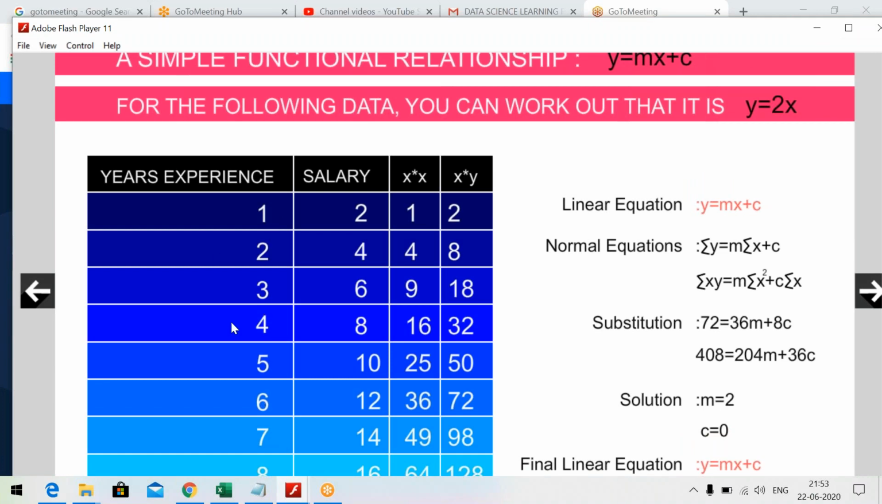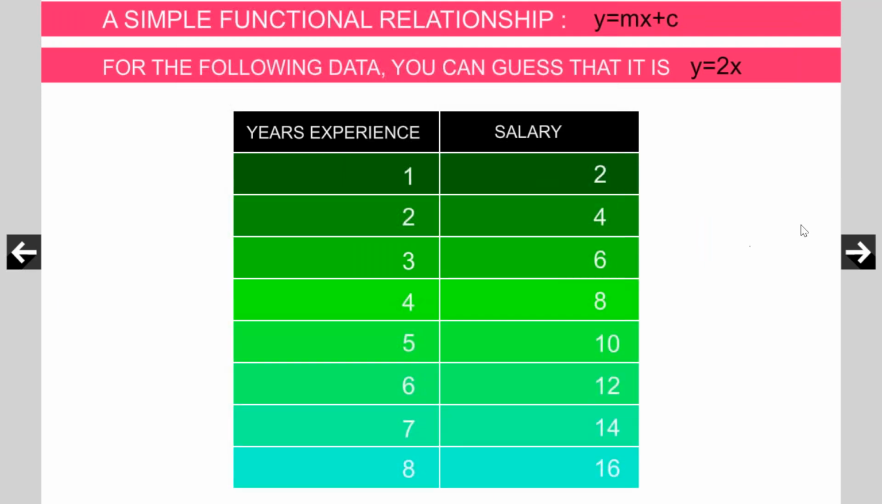Now have a look at this data. When a person has 3 years of experience, he will be paid at the rate of 6 lakh per year. 5 years experience will fetch 10 lakh per year salary. 7 years will fetch 14 lakhs per year as salary. Now you can very well guess the relationship between these two.